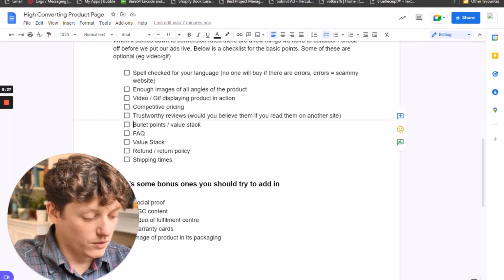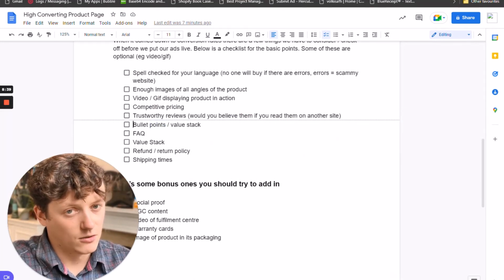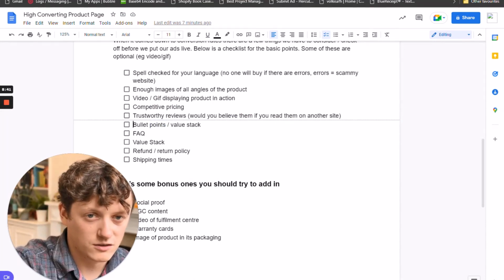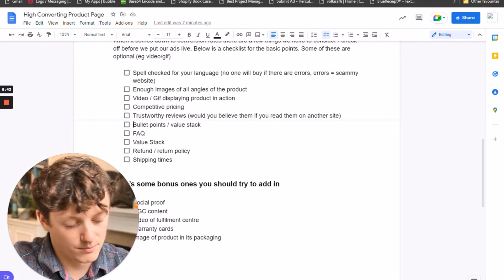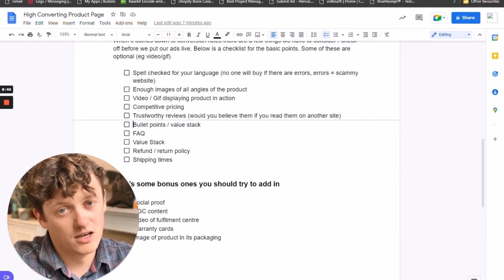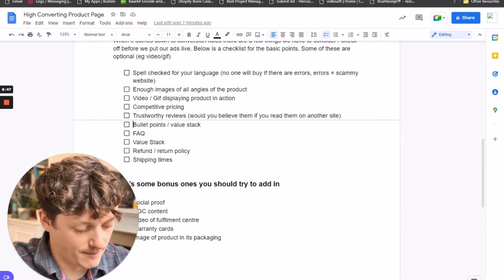So the other thing we want to have is FAQs. If we can have questions and answers, if we can display some of the problems and questions people have about the product and answer those, there's a higher chance people will actually buy.